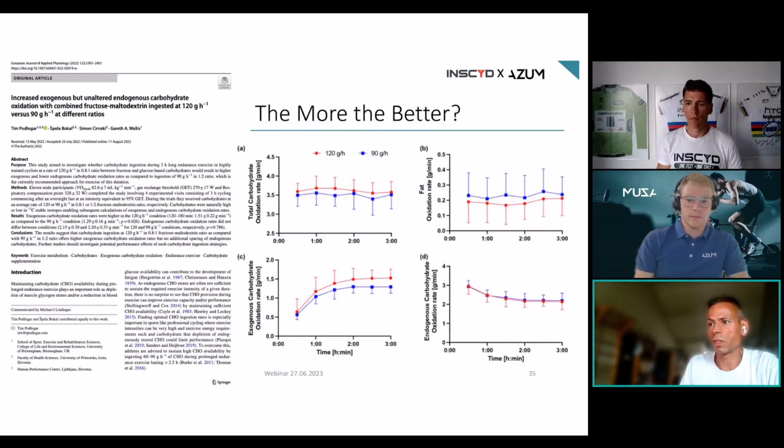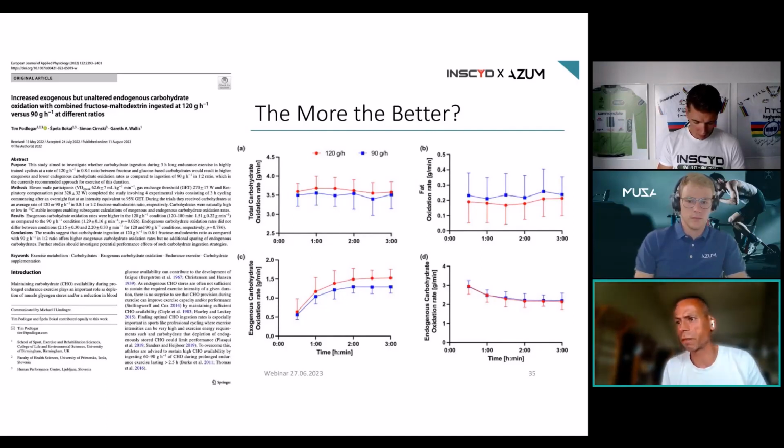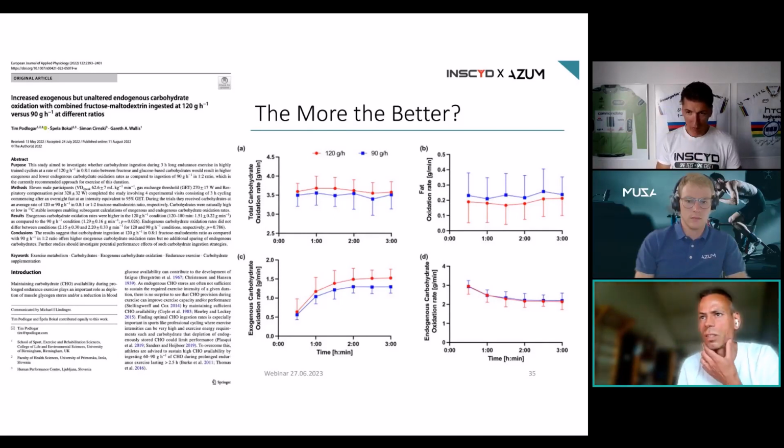Recently, and we have seen that also in professional sports like cyclists, we see the application of even higher carbohydrate intakes, but it's not very clear if this has an added value. And this was studied in the study of Podlogar in well-trained cyclists. So what did they do in the study?